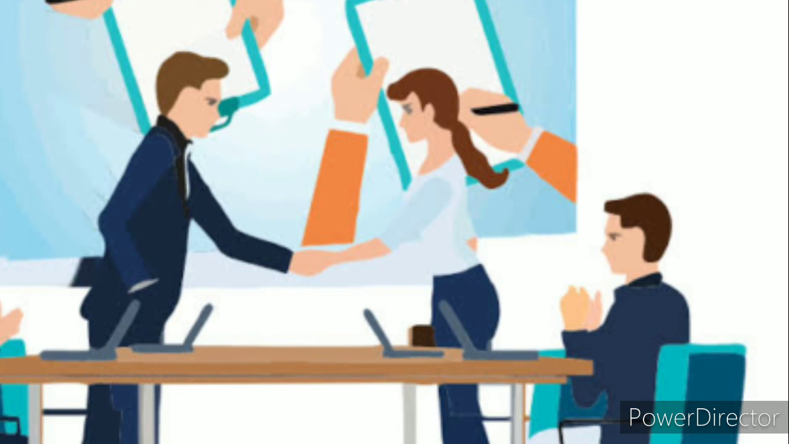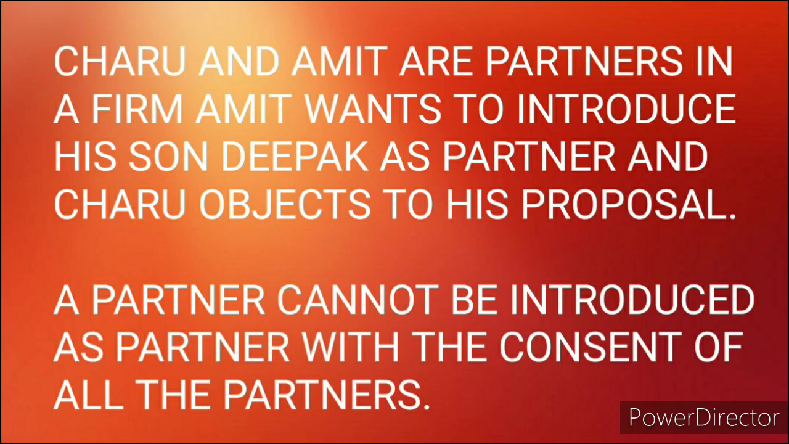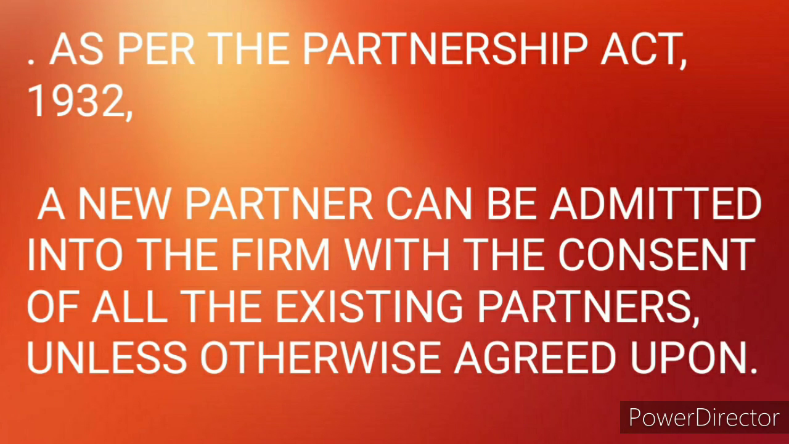Suppose Charu and Amit are partners in a firm. Amit wants to introduce his son Deepak as a partner and Charu objects to his proposal. A person cannot be admitted as a partner without the consent of all the partners. Therefore, Deepak cannot be admitted into the partnership. Even if the partnership deed is silent, Deepak cannot be admitted because Charu objects to it, which means all the partners do not agree to it. If Charu is ready, meaning both partners, Charu and Amit, are ready to admit a new partner, then Deepak is admitted as a new partner. But if it is not mentioned in the partnership deed and all the partners are not ready to admit a new partner, then a new partner cannot be admitted unless all the partners agree to it.